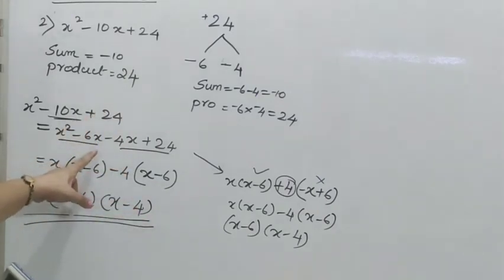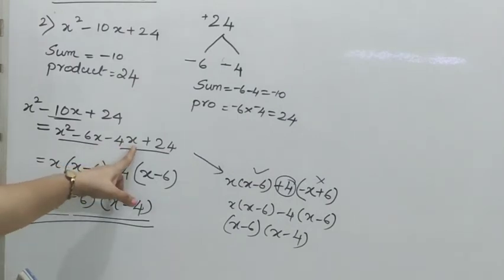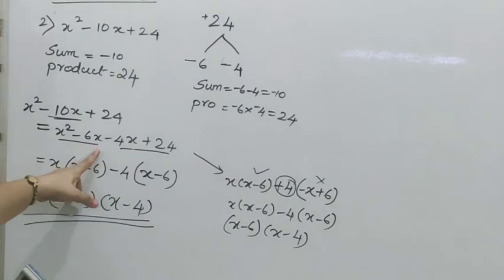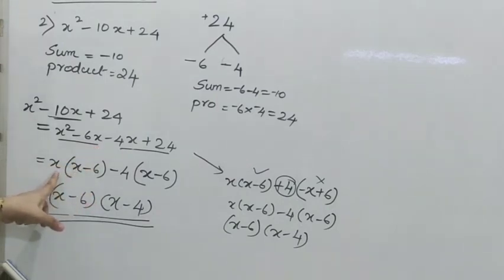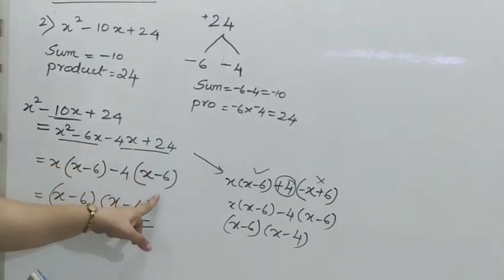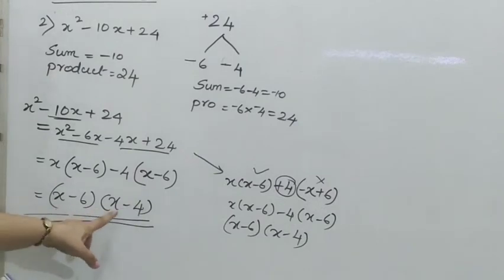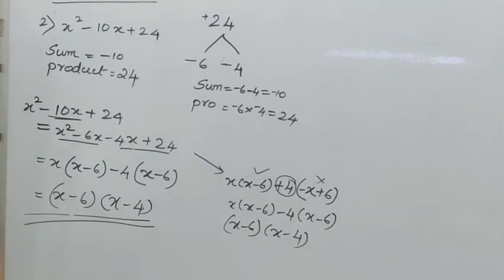Now we are doing the splitting of the middle term. -10x is to be split into -6x and -4x. So taking the common factor from the first two terms, x into x minus 6, -4 into x minus 6, then x minus 6 into x minus 4 is the answer for this polynomial.